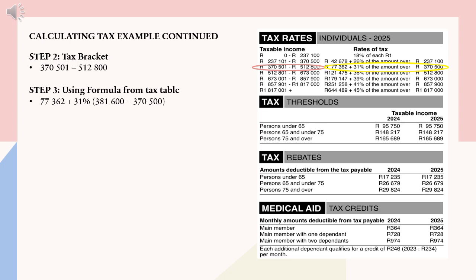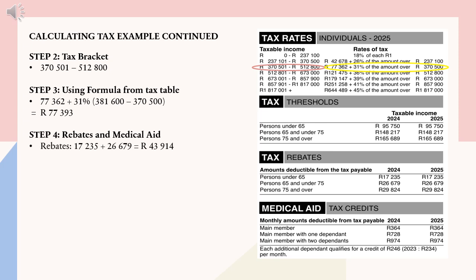The formula is as follows. 77,362 plus 31% multiplied by the difference between 381,600 and 370,500, which equals 77,393 Rand. Next we move on to step 4, which is to calculate his rebates and medical aid.